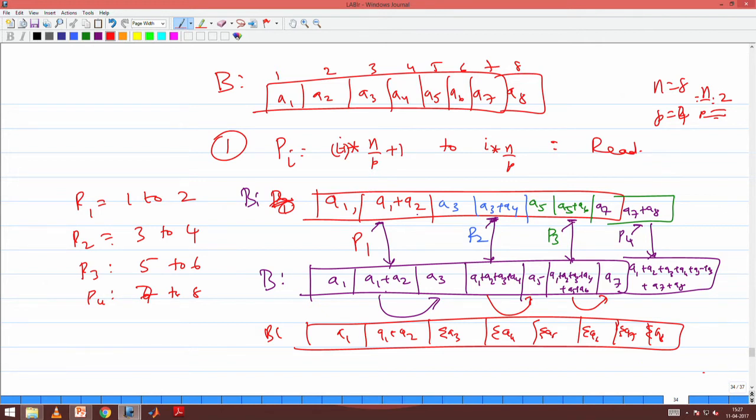Are you getting this? At this point you can query any element and take. So if I want B7, I can take it from here. Are you able to follow? The doubt is answered? Okay, correct.